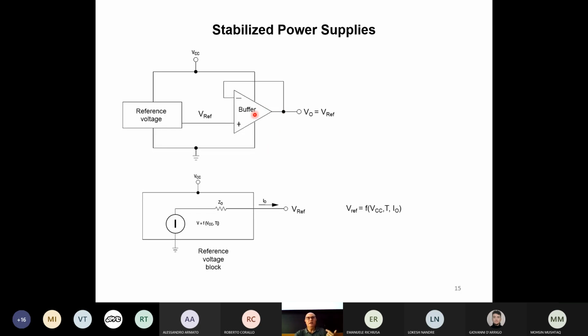If you see here, I summarize it like an op-amp, a power operational amplifier, that simply compares the output voltage with the reference voltage. But it is able to give a lot of current. Op-amp, operational amplifier.